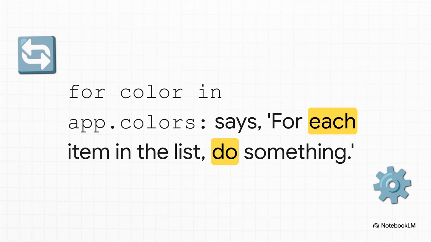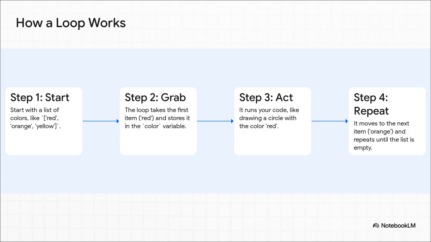It's kind of like an automated assembly line for all your data. So let's break down what's happening under the hood here. The loop starts right at the beginning of the list. It grabs that first item, red, and just for a moment it calls it color. Then it runs whatever code you told it to. Maybe it draws a red circle. As soon as it's done, it automatically jumps to the next item, orange, does the whole thing again, and it just keeps on going until it hits the end of the list. So simple, but so powerful.